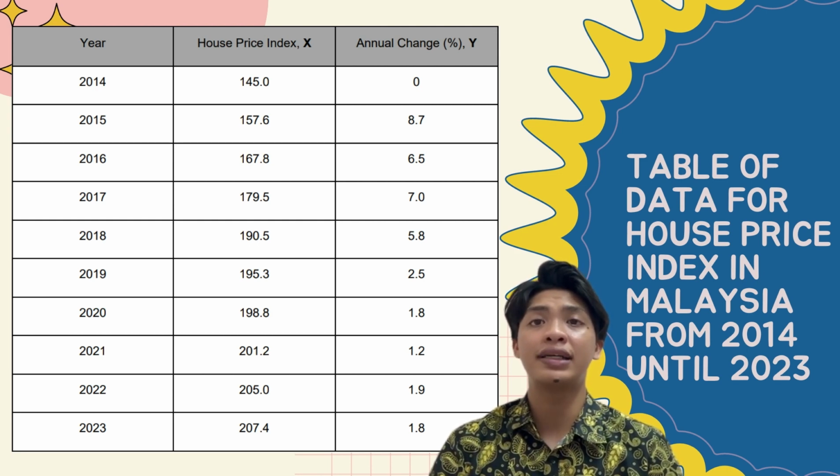Column number 1 is the years of the data points being taken. The second column is the house price index X, which represents the index of house prices in Malaysia, whereas the base is 2010. The third column is the annual change Y, which describes the percentage change in the house price index from the same month in the previous year.